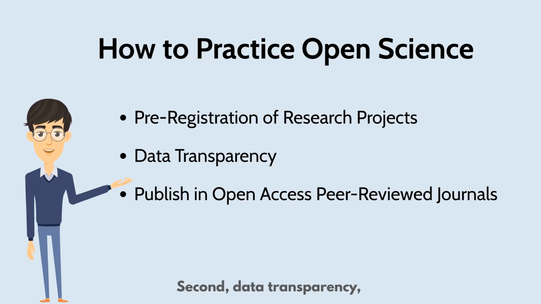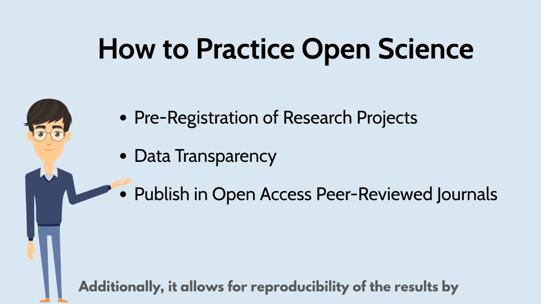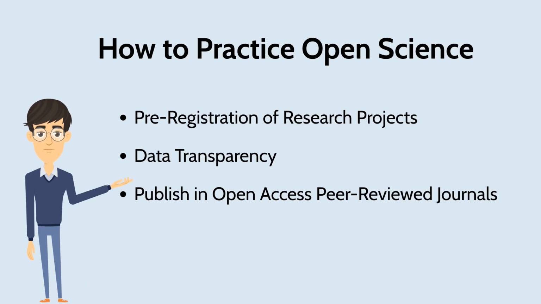Second, data transparency. This makes research data openly available through data repositories or online platforms. This ensures equal access, contributions, and benefit to science and breaks down barriers, allowing all individuals, regardless of their background or circumstances, to engage with science. This inclusivity promotes diverse perspectives and insights, enriching scientific discourse. Additionally, it allows for reproducibility of the results by providing the raw data for other scientists to use. In turn, this promotes transparency, collaboration, and reproducibility.